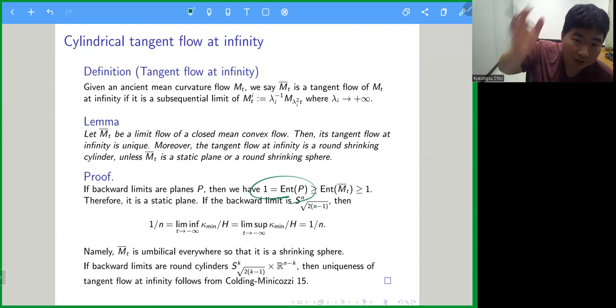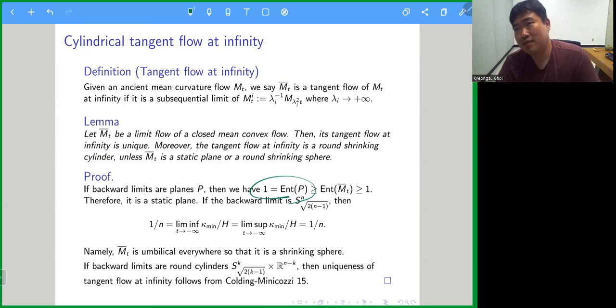However, whenever you have a complete and proper surface, this entropy is always greater than or equal to 1. Let me skip the details. So the entropy is constant, equal to 1. The plane is the only such proper complete hypersurface with entropy 1. So in this case, we have a static plane.